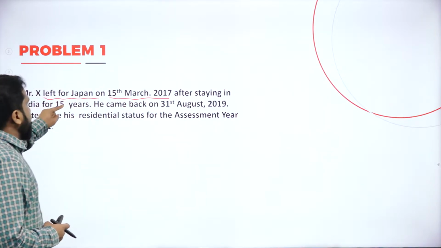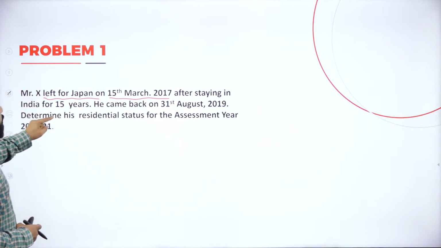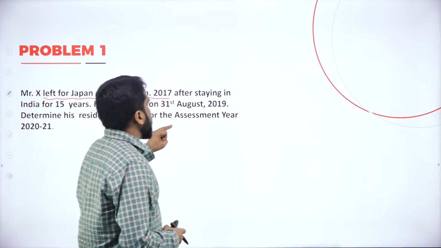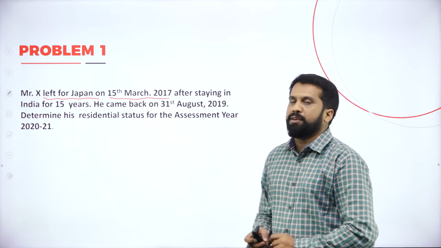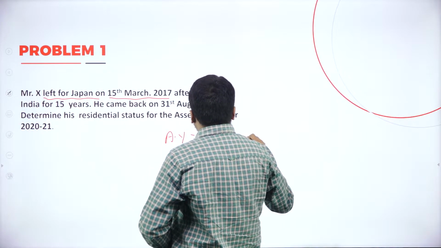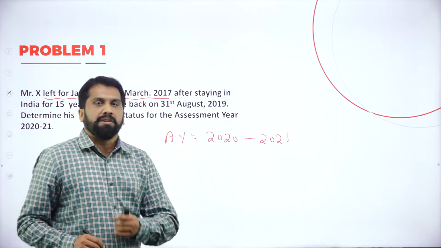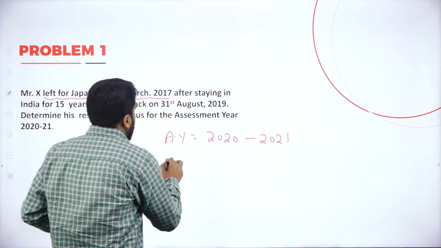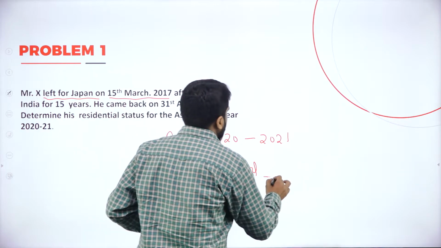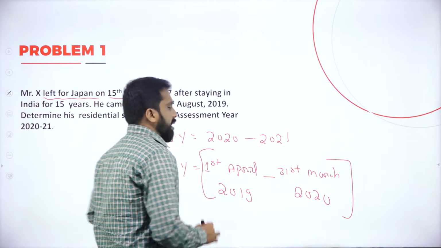Now, Mr. X left for Japan on 15th March 2017. After staying in India for 15 years, he came back on 31st August 2019. Determine his residential status for the assessment year 2020-2021. As I told you, what is your assessment year? For every problem, your assessment year is 2020-2021. What is your previous year? Whatever day calculation we do must be in your previous year, which is 1st April 2019 to 31st March 2020.